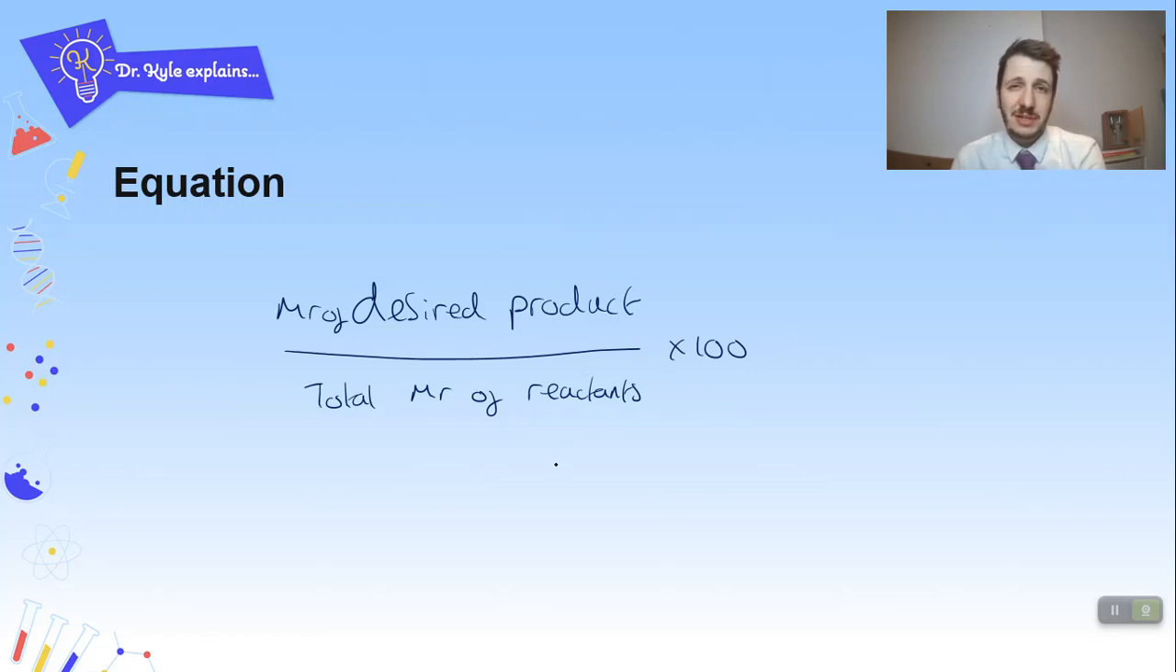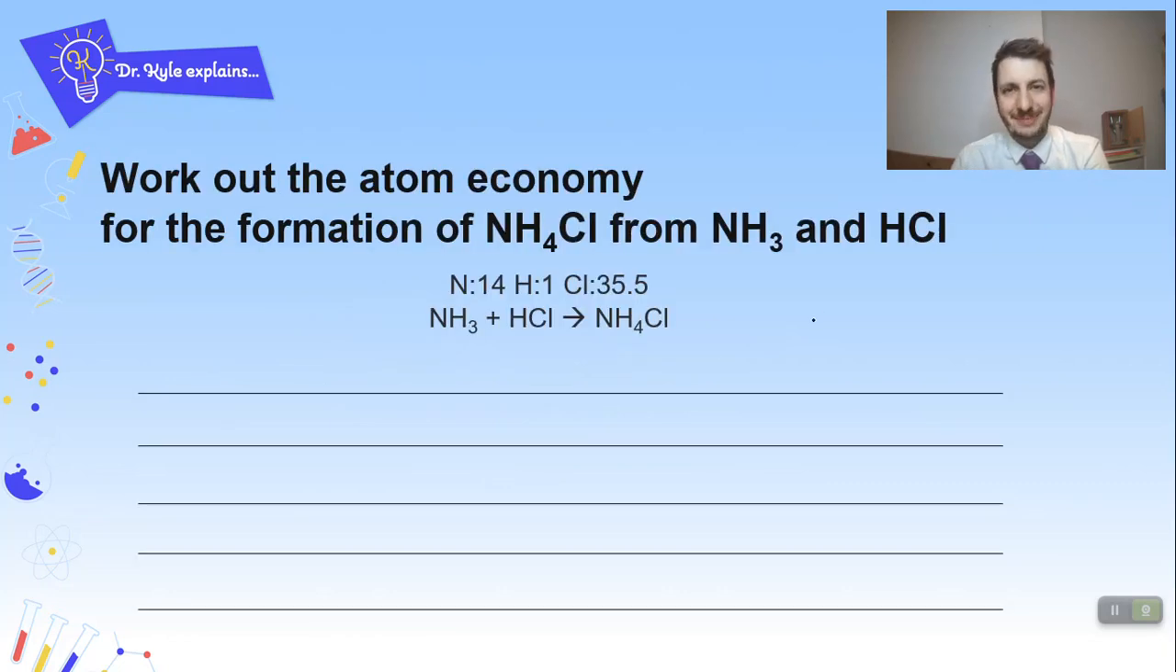So, as always, let's have a look at some calculations. If you want to have a go at them, please feel free to do so, or if you just want to listen and see how I'm working this out, you're more than welcome to do that as well. Okay, so let's have a look at an example. Work out the atom economy for the formation of NH4Cl from NH3 and HCl. So we've got the MR of the desired product over the total MR of reactants, times 100.